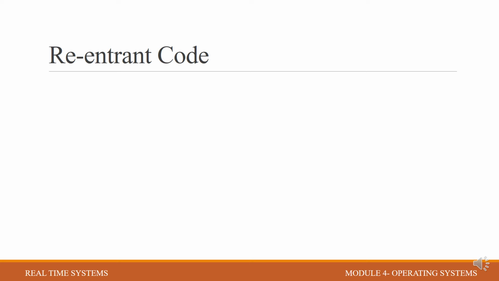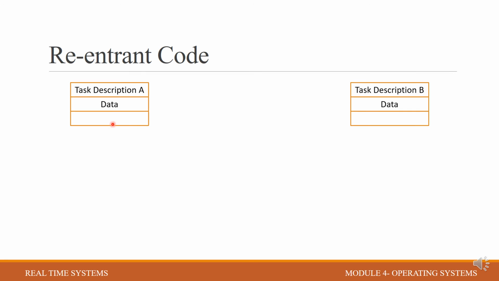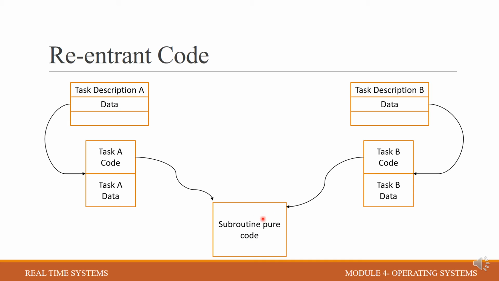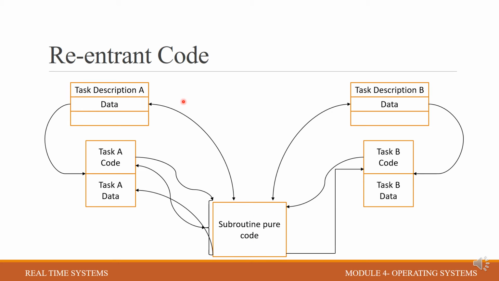Re-entrant code is another method to overcome the code sharing problem. In this, we can use task A and task B in parallel to access the subroutine S. We assume this is task A and task B. This is the task descriptor for A, which holds the data relevant to task A, and task descriptor B, which holds the data relevant to task B. The subroutine S can be used by both the tasks concurrently, both using it at the same time.